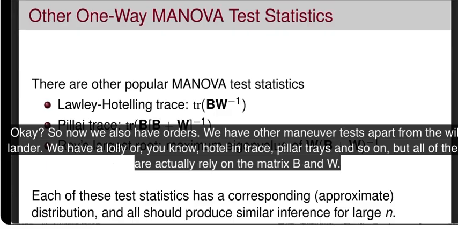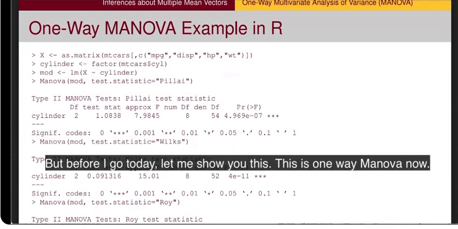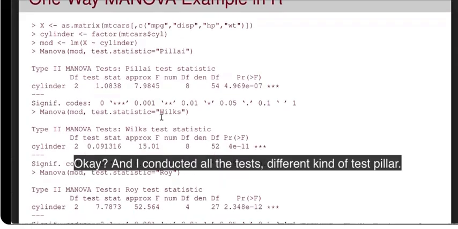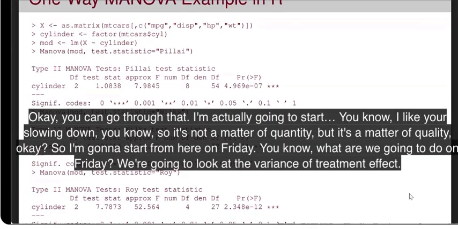Now we also have other MANOVA tests apart from Wilks' lambda. We have Lawley-Hotelling trace, Pillai's trace, and so on. But all of them actually rely on the matrices B and W. But before I go today, let me show you this. This is one-way MANOVA in R. I conducted all the different kinds of tests, Pillai and others, and look at the p-value. You reject the H naught in all categories. Take a look at that. You can go through that.